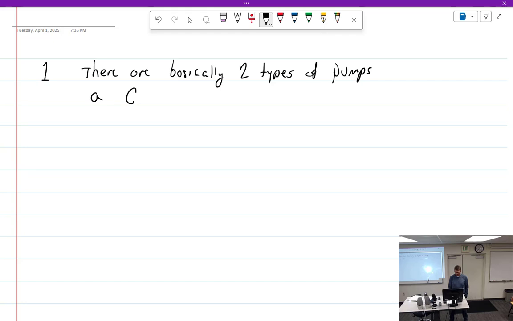Constant or positive displacement. I tend to use the word constant. Constant displacement. Or not constant displacement. All right, what are some examples of constant displacement that we've so far worked with in this semester? Gyrotor. Turbine.